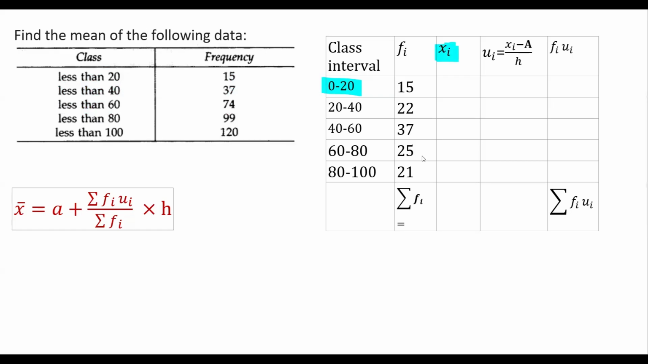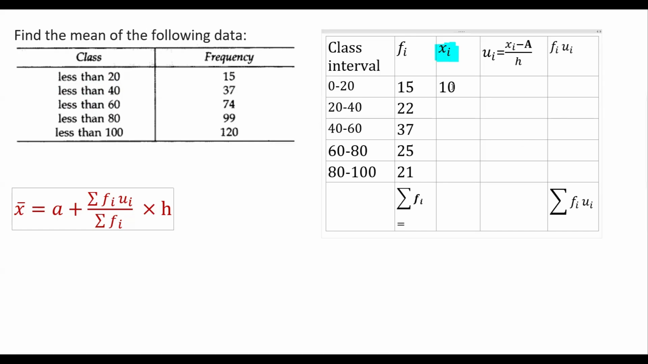Xi is what? The midpoint or the class mark. And class mark is what? It is the upper limit plus the lower limit divided by 2. So 20 plus 0 divided by 2 is 10. Likewise, 20 plus 40 divided by 2 is 30. So you got the class mark, that is the midpoint.